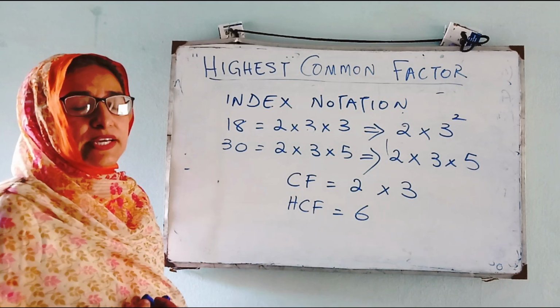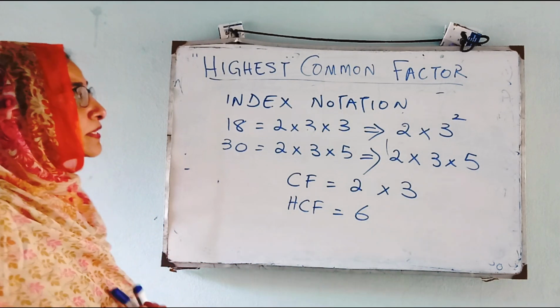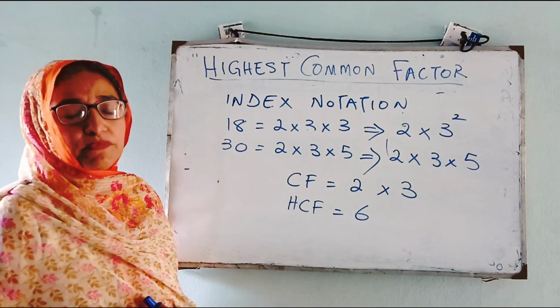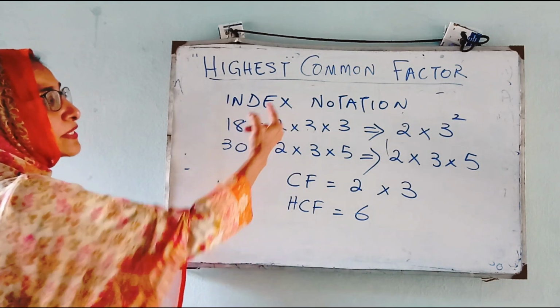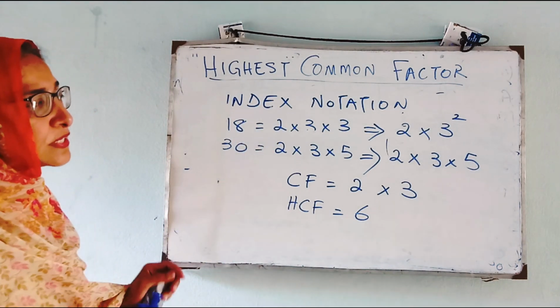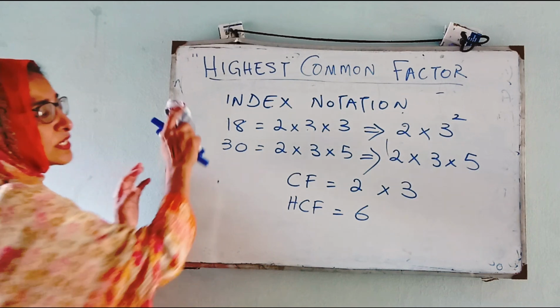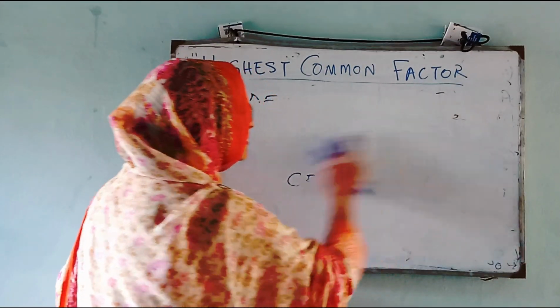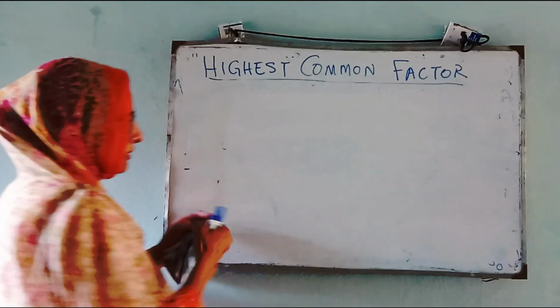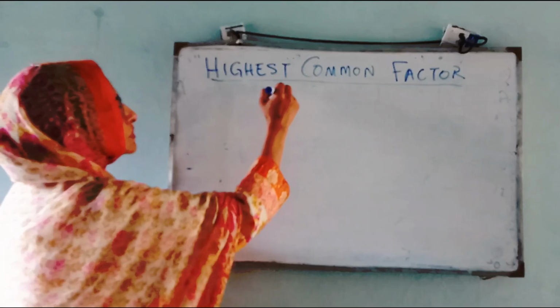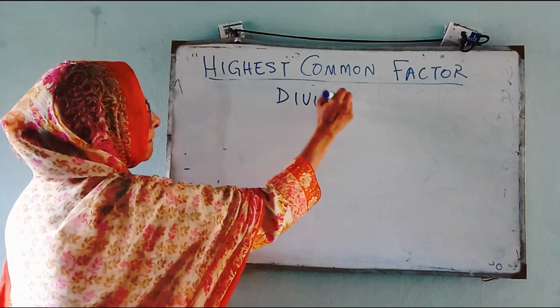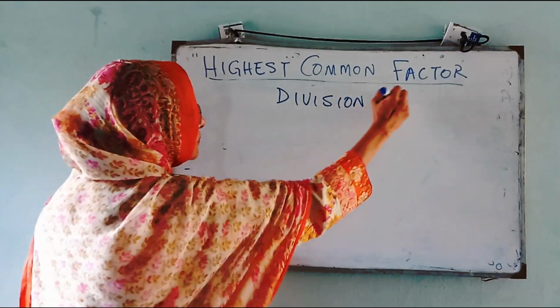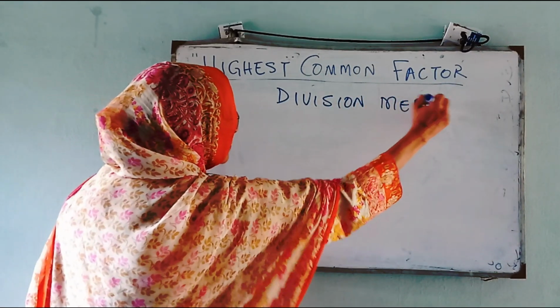First we have done the HCF by listing method, then we have done by prime factorization. The third method is called the index notation, and the easiest and simplest way of finding the HCF is using the division method. Now using the division method, we have to find the HCF.